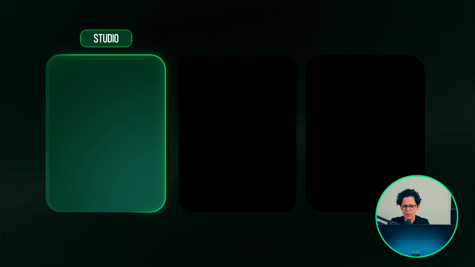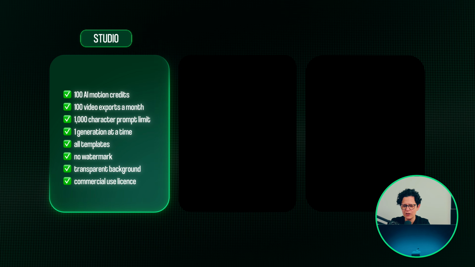Malloy offers 3 plans and it's pretty straightforward. Studio gets you 100 AI motion credits and 100 video exports a month, 1,000 character prompt limit, and 1 generation at a time.